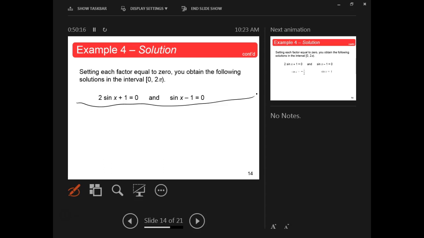Example 6. Find all the solutions of cosine x plus 1 is equal to sine x in the interval 0 to 2 pi, counting 0, but not counting 2 pi. Uh-oh. What's wrong with this one? You got sines and cosines in it.